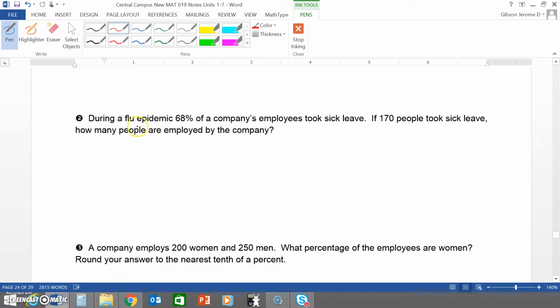Now it says during the flu epidemic, 68% of a company's employees took sick leave. If 170 people took sick leave, how many people are employed by the company? So we need to know the company's population, which we don't know, and it's to be multiplied by 68%, which is equal to the total amount of people that actually took sick leave. So now we will divide each side by 0.68.